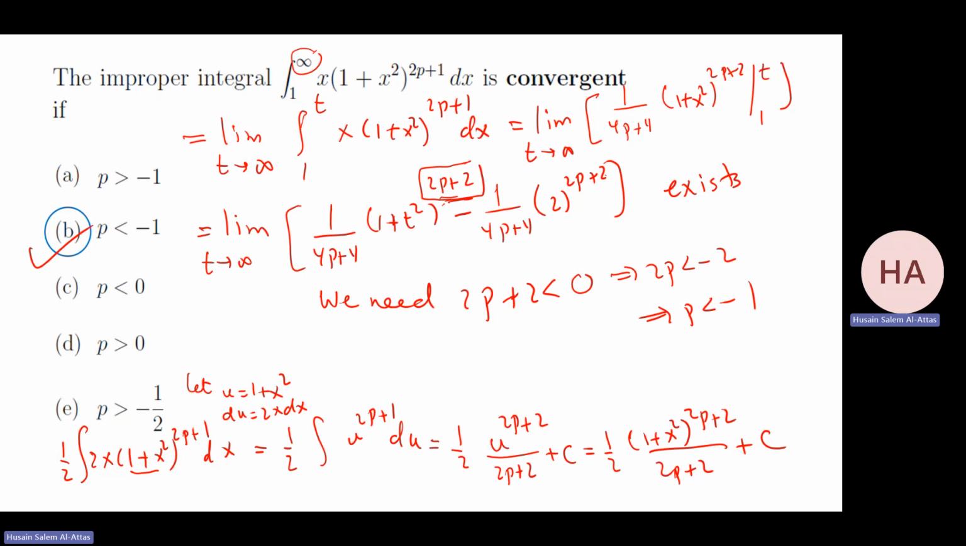Yeah, okay. 2p plus 2 less than 0. I need the power to be less than 0, so that infinity with the negative power will go to 1 over infinity, which is 0.